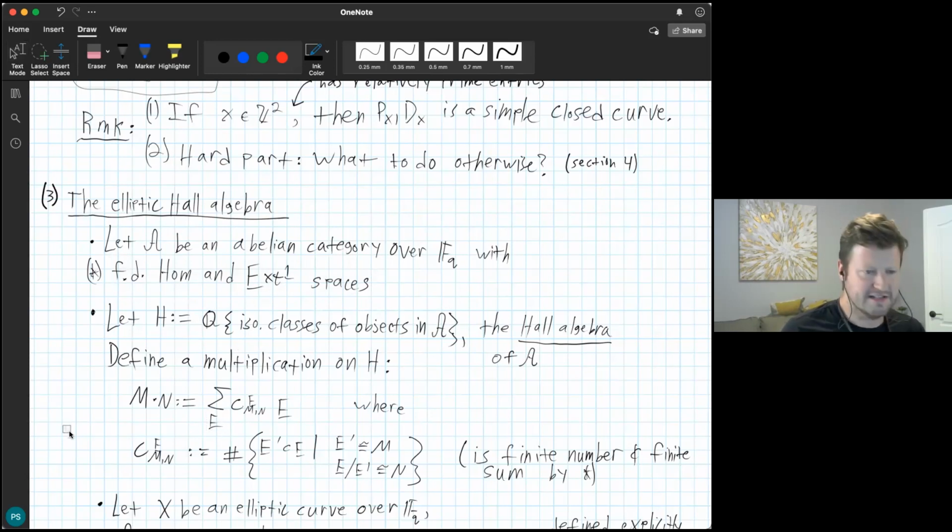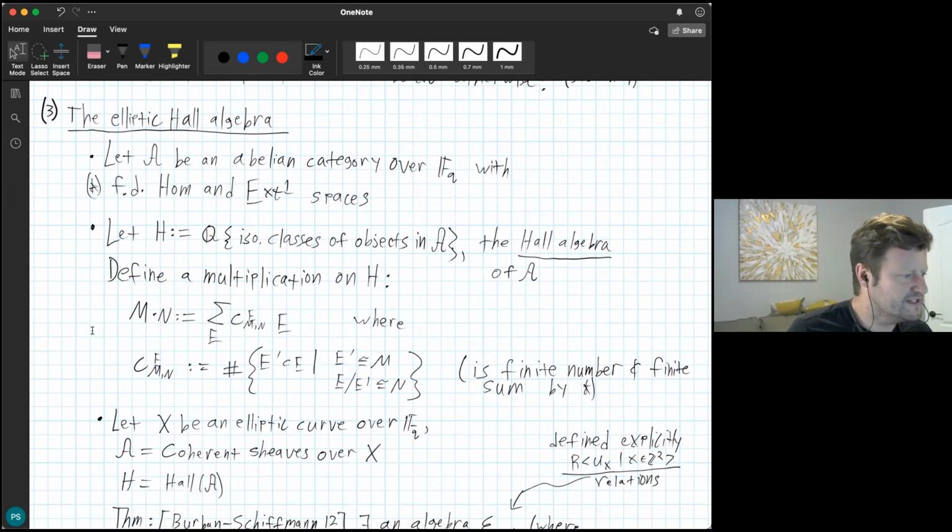It's not obvious that this is associative, but it's not too hard to prove. It's a good homework exercise. Yeah, at least in this case. If you want to, well, yeah, it's not too bad to prove. Right.